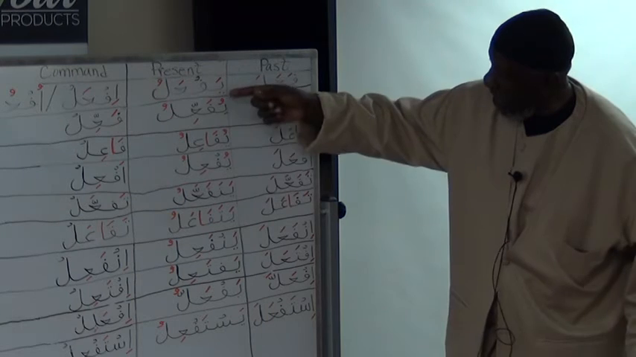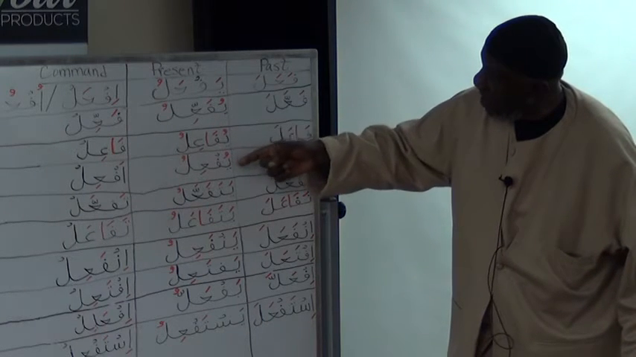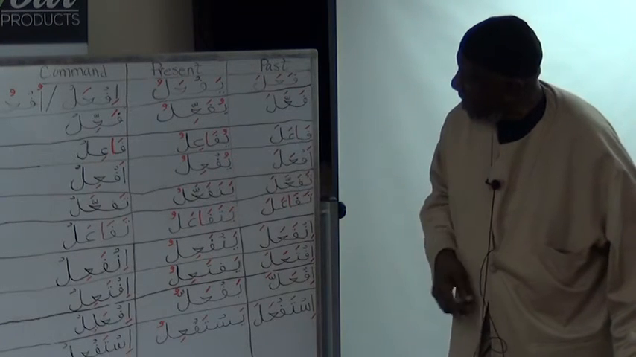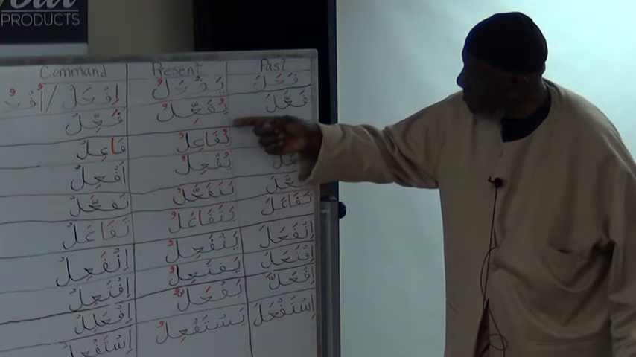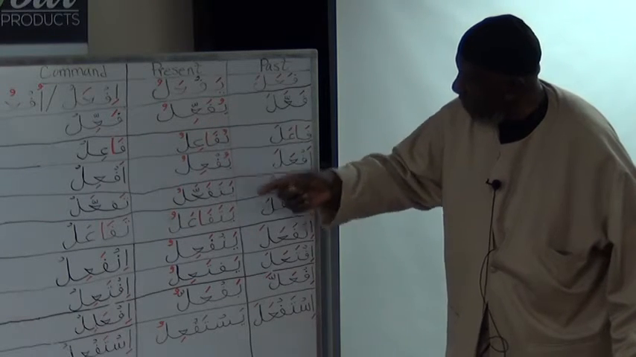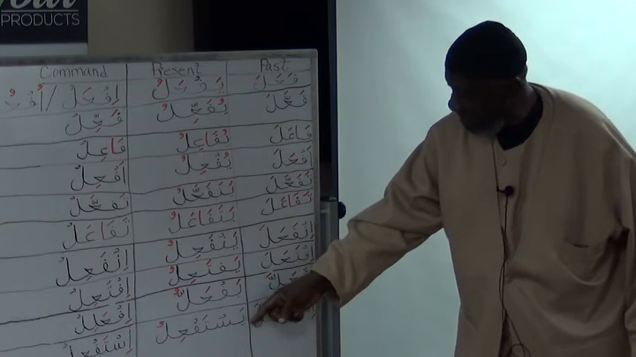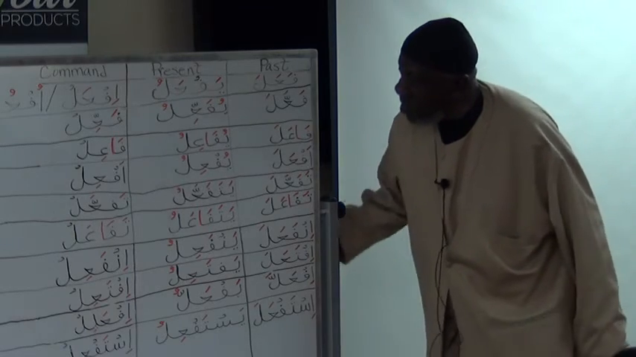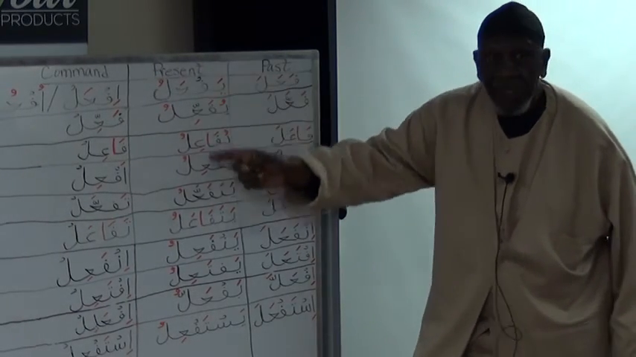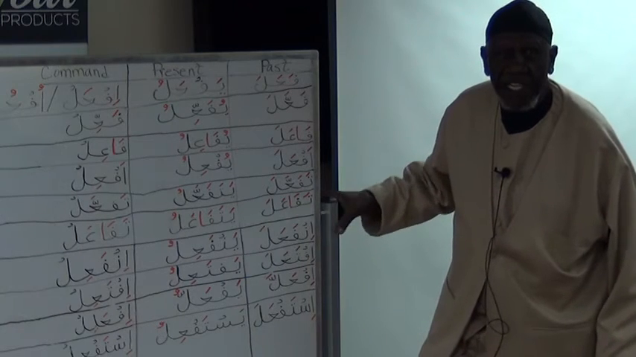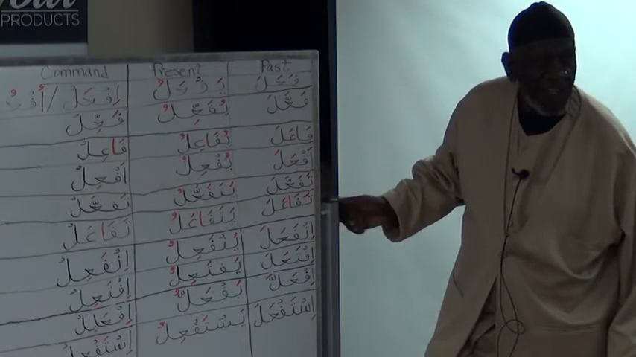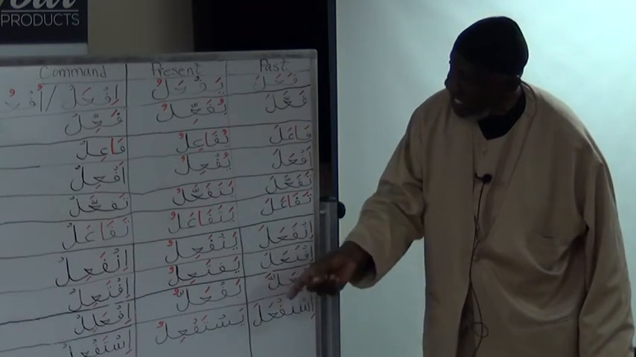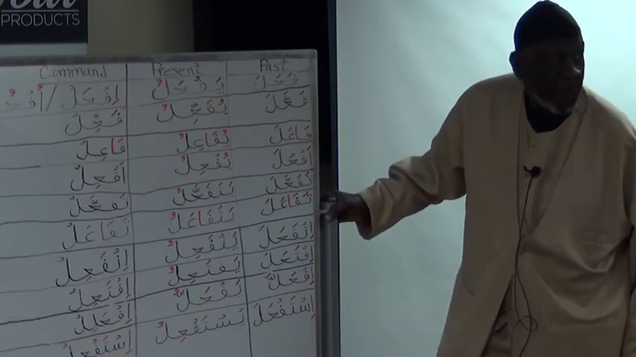So I'm showing those things. Even though only three of them have dhamma, the rest of them have fatha on them. Forms 2, 3, and 4 have dhamma on it, and the rest of them have fatha, but all of them begin with ya. Do you see anything else that you can say all of the present tense forms have, now that I've shown you that? Look at it real hard, see what you can see. I showed you how they all begin with the letter ya, just a different vowel on it.